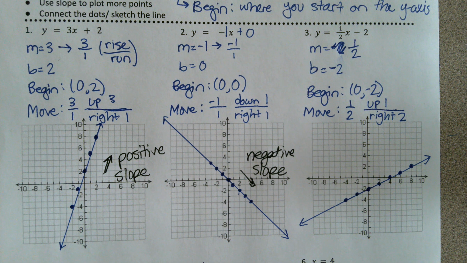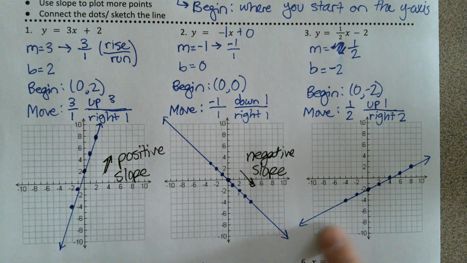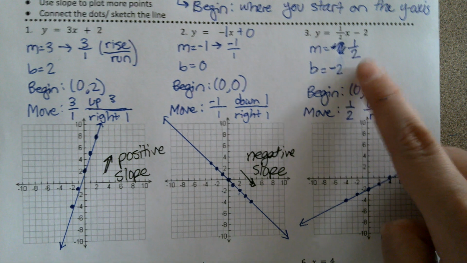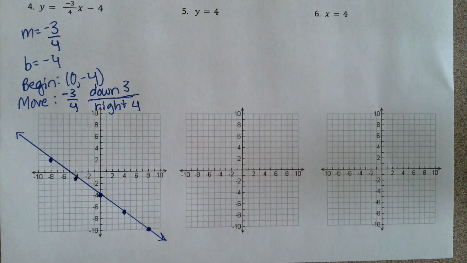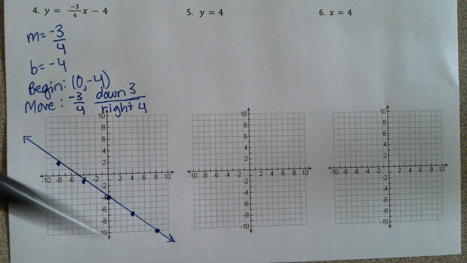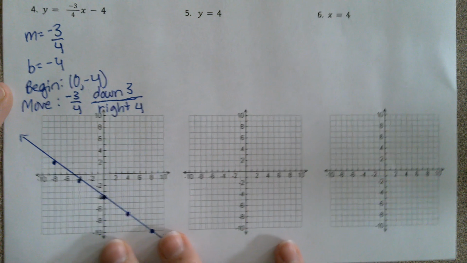So just always do that quick check. It just takes a few seconds. Make sure it's going the right direction. So for number 3, it's going up to the right, meaning our slope should be positive, and it is. And then number 4, which we just graphed, it's moving down to the right, so it should be negative slope, which it is. So that works out.